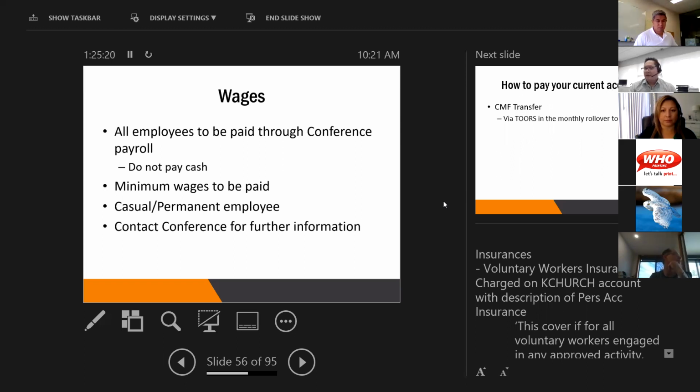Minimum wages need to be paid, and there are sometimes casual or permanent employees. You can contact us for more information. But essentially, if you decide to have an employee, then they will be on our payroll. We will pay the employee every fortnight, and also we will on-charge to your K-Church account, and we will direct debit.